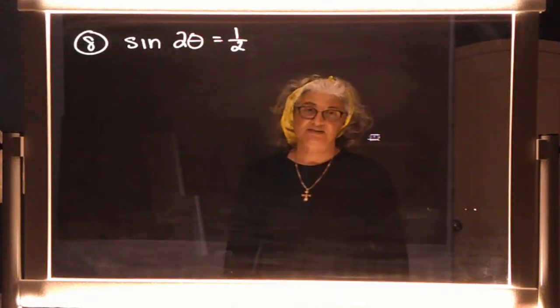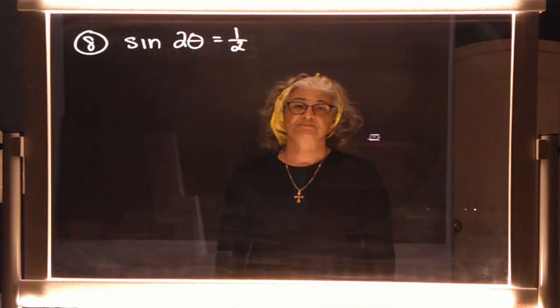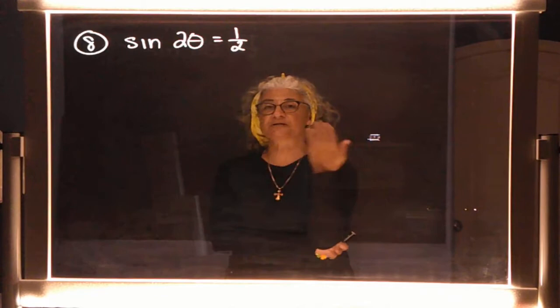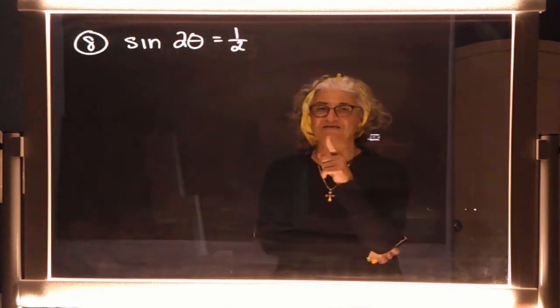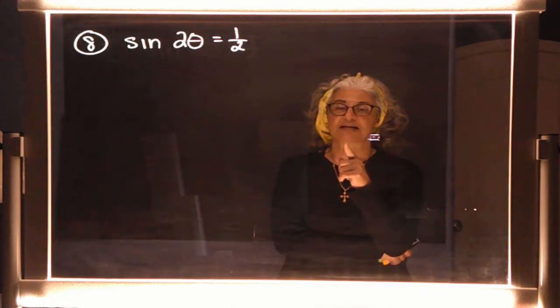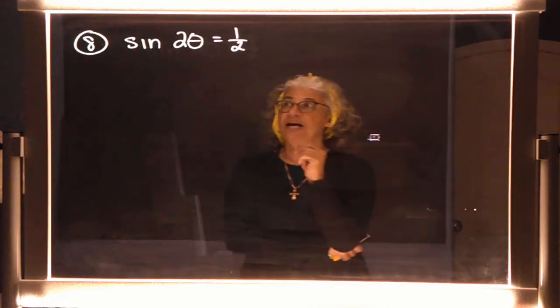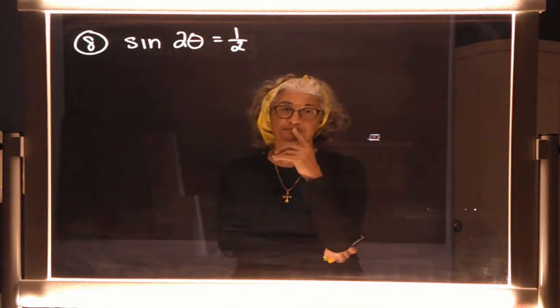Okay, so let's look at this next one. We have the sine of 2 theta equals a half. There's a little bit of a difference on this one versus the first 7 we did. If you notice, the first 7 had that imaginary 1 in front of theta. This one has a 2 in front of theta. I'm dealing with a double angle.